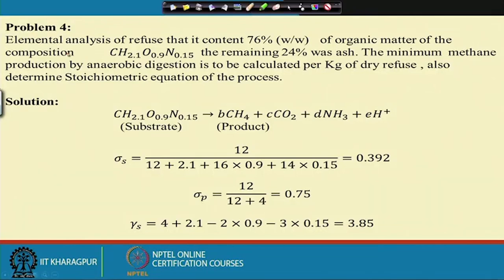Now the problem that I am going to discuss is the anaerobic digestion process, and the problem is like this: the elemental analysis of refuse contains 76% weight by weight of organic matter. You might be aware that organic matter mostly participates in the biochemical reaction, and inorganic matter can also participate, used as a cofactor for different enzymatic reactions. The empirical formula of the refuse is given here, and the remaining 24% is ash, which is a kind of metal oxide. The minimum methane production through anaerobic digestion is to be calculated per kg of refuse, and also determine the stoichiometry of the process.